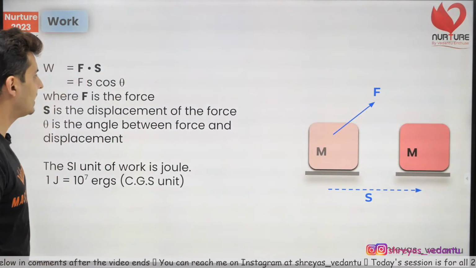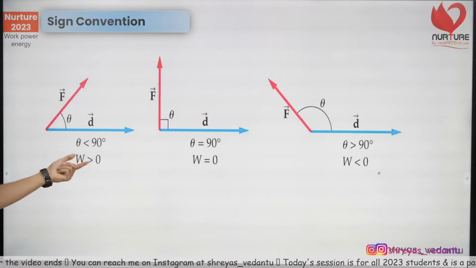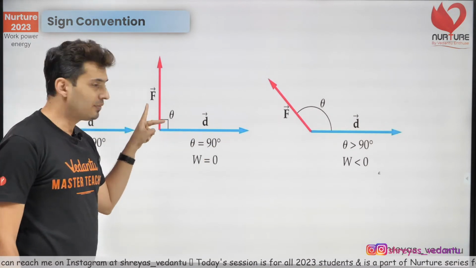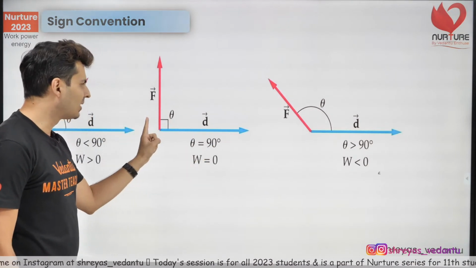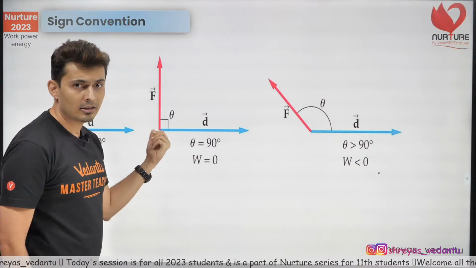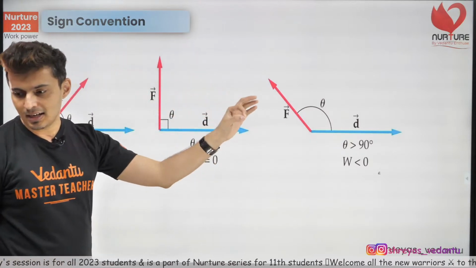So I have shown that in the next slide out here. For acute values, theta is less than 90, work is positive. Theta is 90, then even though there is force and displacement, work done is 0. We have all seen that. When perpendicular force is applied, then there is no work. And when it is obtuse, the work done is negative.